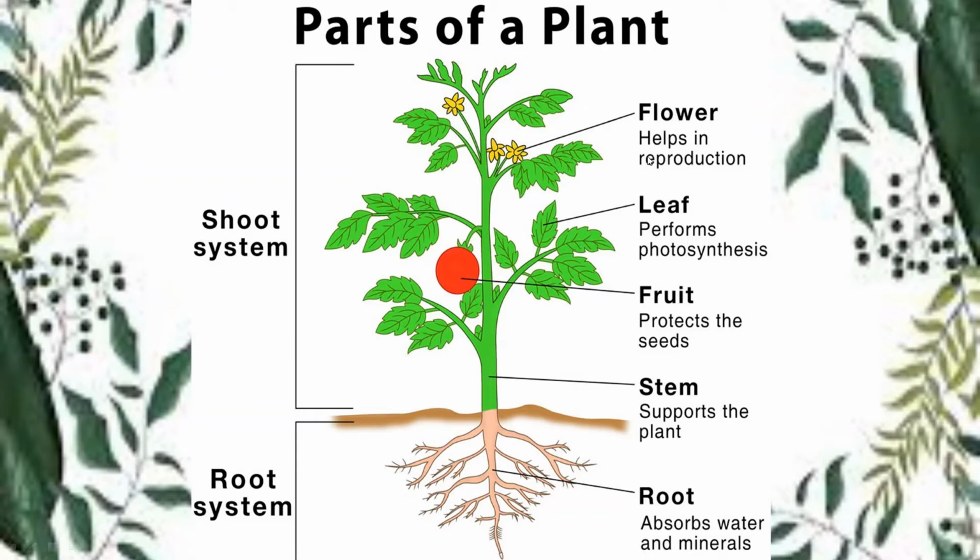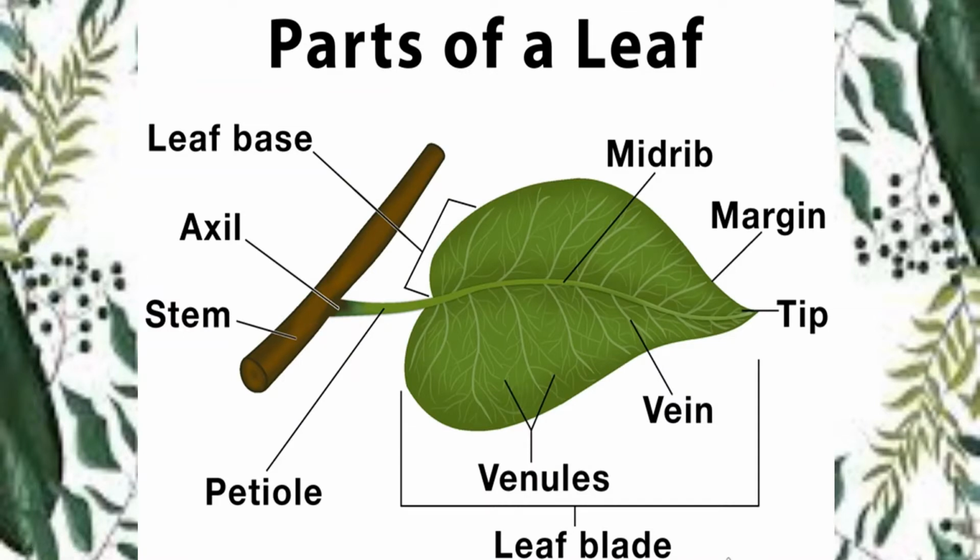Okay, so what is the function? Flower helps in reproduction. Leaf performs photosynthesis. Fruit protects the seeds. Okay, stem supports the plant and root absorbs water and minerals from the soil and supplies that to the plant to make its food through the process of photosynthesis. Clear? Now parts of a leaf.